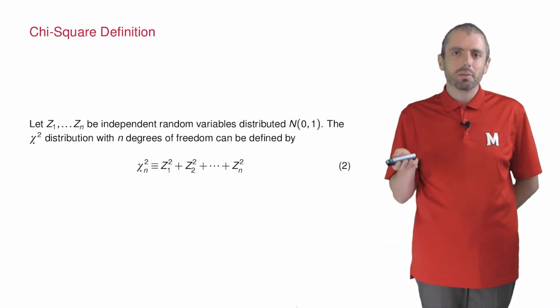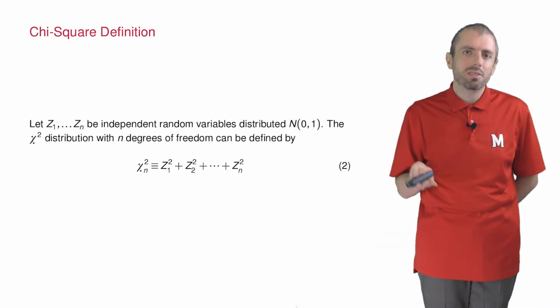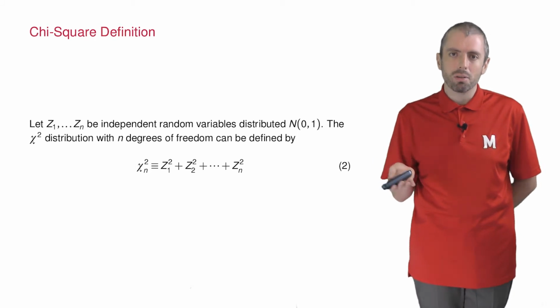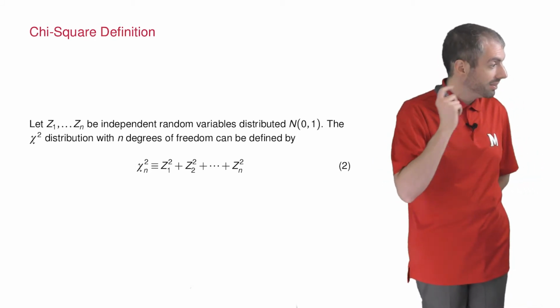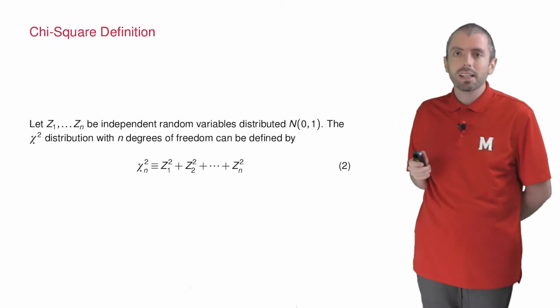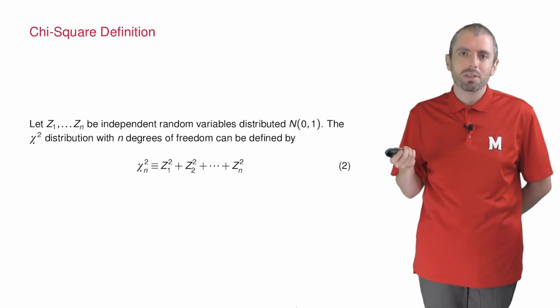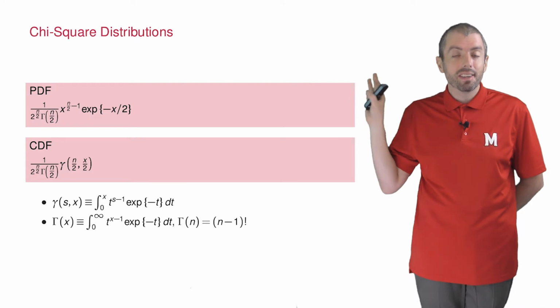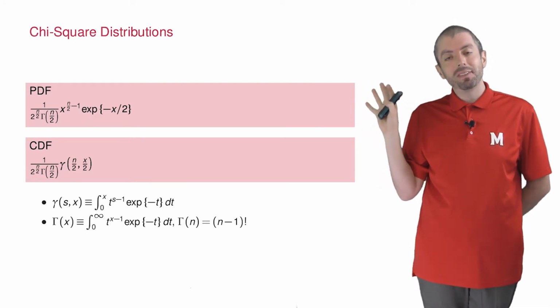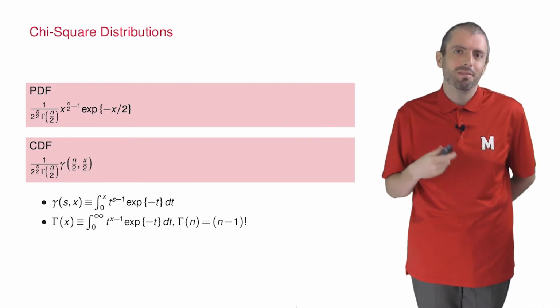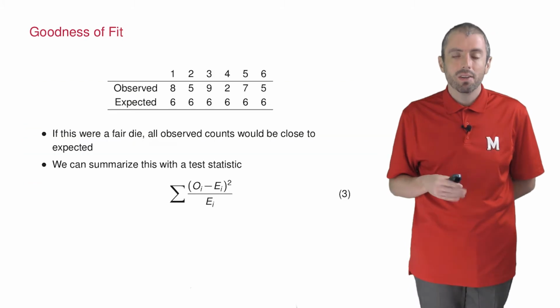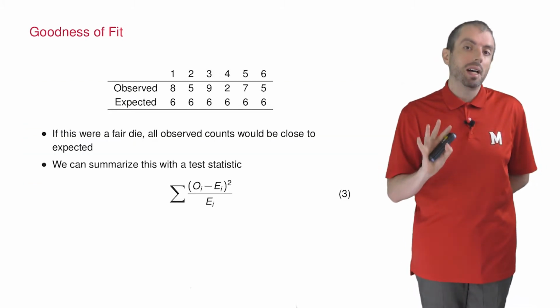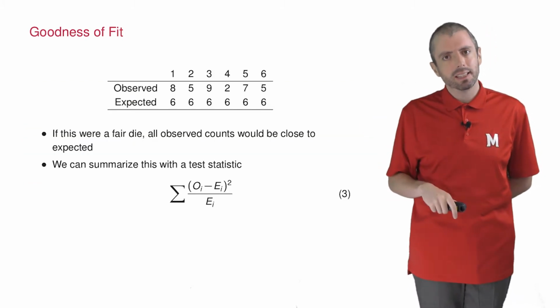The chi-squared distribution is the sum of n draws from a standard normal, that is mean 0, standard variance of 1. Here's what the distribution looks like for several degrees of freedom. And here are the ugly formulas, which you won't have to use because you can just call the appropriate function in Python. Okay, keep the chi-squared distribution in mind, but first, let's go back to our die.